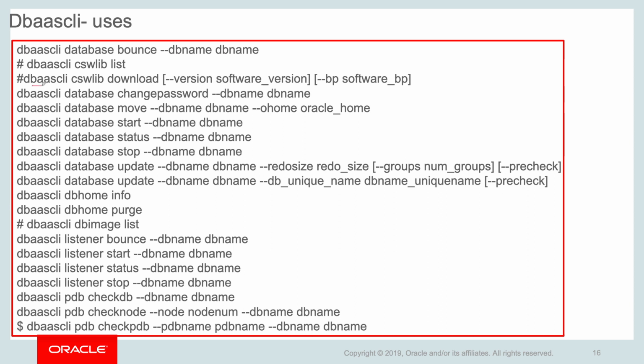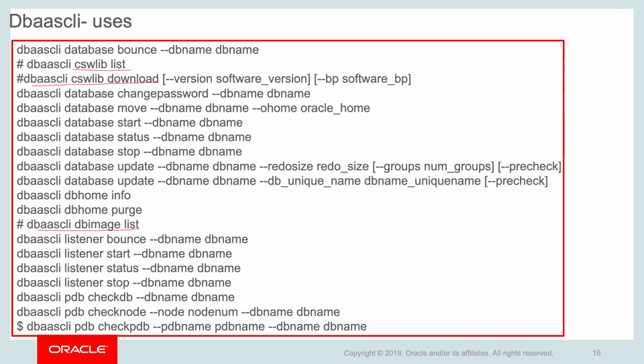This is what we already saw, CSW lib download, right? With that I downloaded the software version which supports NonCDB. In my case, with list, we have seen examples where it was able to list all of that. For just bouncing a database you can use a simple command. Wherever I have a hash, that indicates the root prompt here. You would be able to see what database images you already have in the software library.